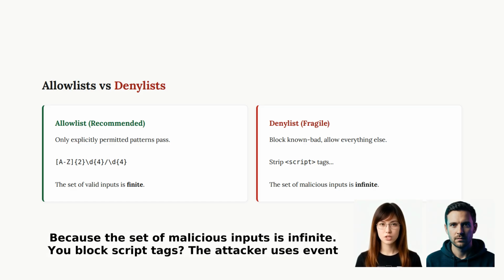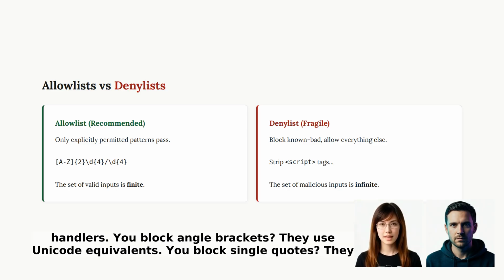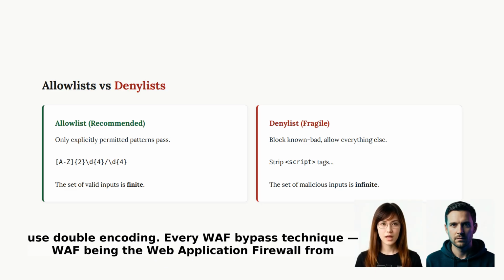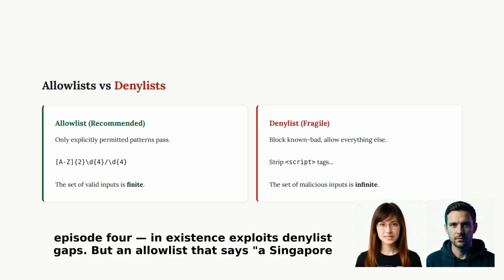Because the set of malicious inputs is infinite. You block script tags, the attacker uses event handlers. You block angle brackets, they use Unicode equivalents. You block single quotes, they use double encoding. Every WAF bypass technique in existence, WAF being the web application firewall from episode 4, exploits deny list gaps.